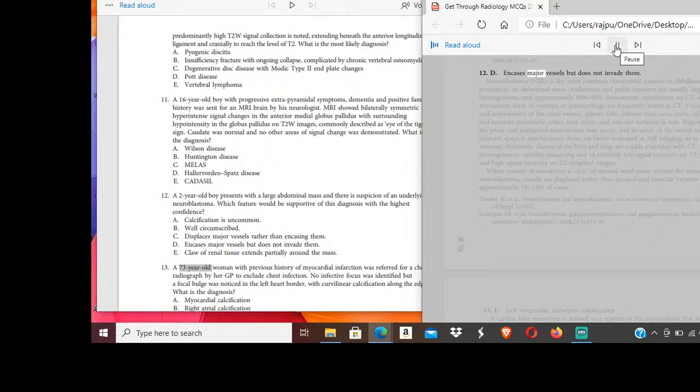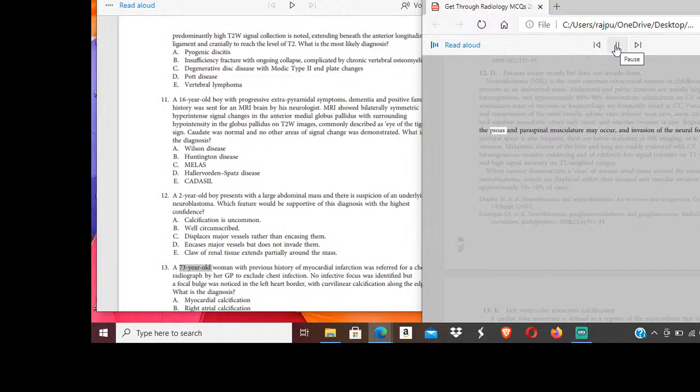12. D. Encases major vessels but does not invade them. Neuroblastoma, NBL, is the most common extracranial tumor in childhood and commonly presents as an abdominal mass. Abdominal and pelvic tumors are usually large and heterogeneous, and approximately 80%-90% demonstrate calcification on CT scans. Low attenuation areas of necrosis or hemorrhage are frequently noted at CT. Vascular encasement and compression of the renal vessels, splenic vein, inferior vena cava, aorta, celiac artery and superior mesenteric artery may occur, and vascular invasion is rare.